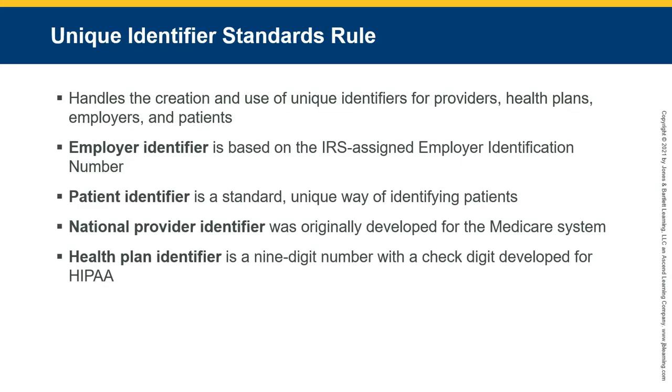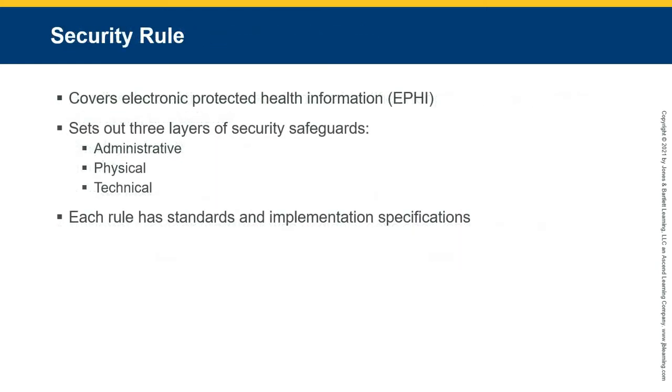The Unique Identifier Standard Rule handles the creation and use of unique identifiers for providers, health plans, employers, and patients. The employer identifier is based on the IRS-assigned employer identification number. The patient identifier is a standard, unique way of identifying patients. The National Provider Identifier was originally developed for the Medicare system. Health plan identifiers are a 10-digit number with a check digit, developed under HIPAA.